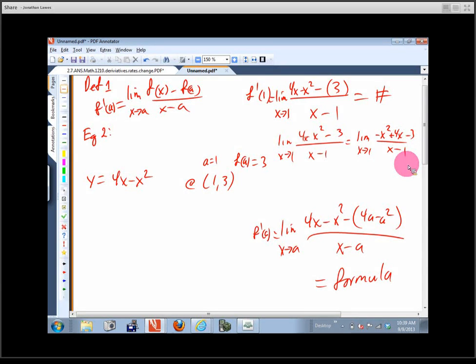Can I evaluate that by substitution? Nope. Okay, and when you're doing these difference quotients, you're never going to be able to evaluate it by substitution. So let's do a little bit of work here. The first thing you'd probably want to do is factor this out. If you don't need to factor it out, that's totally fine. So that's going to be a minus 4x and a plus 3.